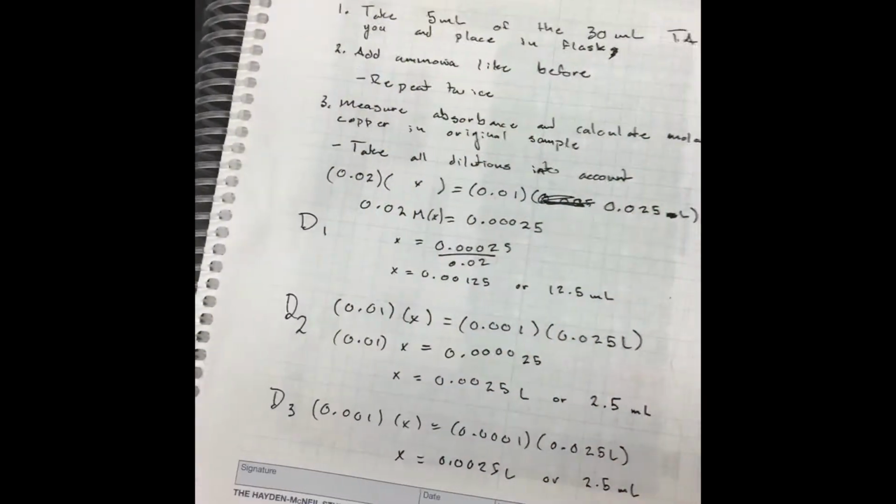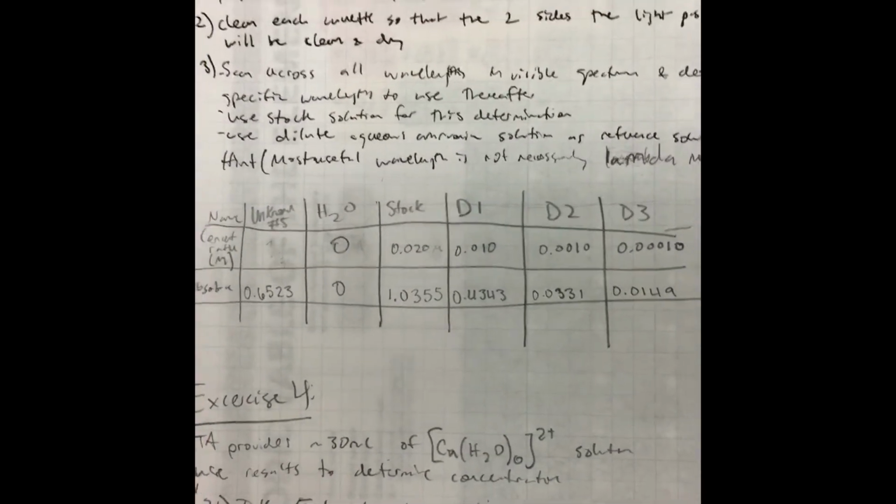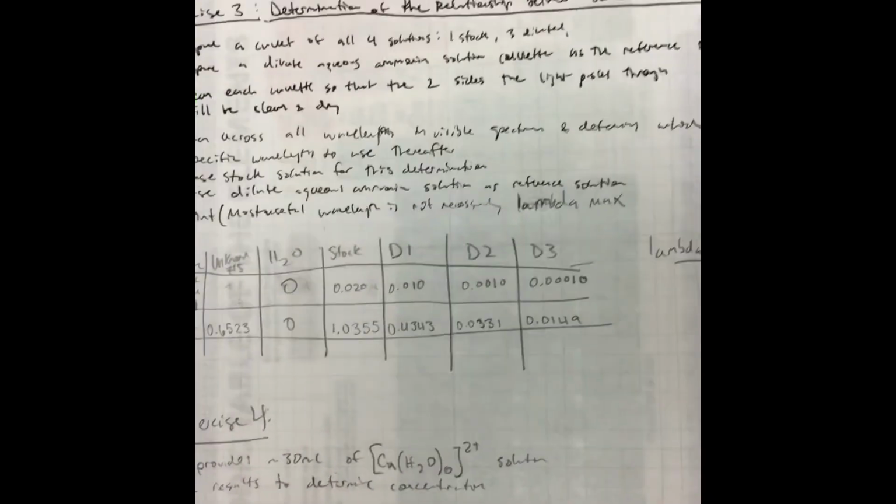So here we have our calculations for determining how much of each sample we needed to put into the next dilution over. And over here we have each solution, what its concentration is, and then the absorbance based off the graph, or based off of the spectrophotometer.